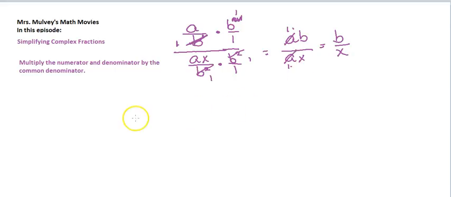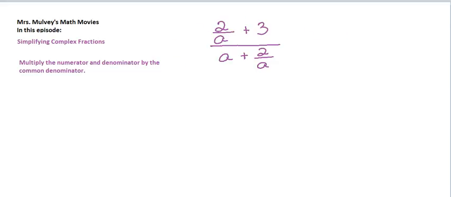So let's look at one where there's some addition or subtraction in the numerator or denominator. So let's take a look at this one. I've got 2 over a plus 3 over a plus 2 over a. Now it would be really tempting to go in there and factor out the 2 over a's, but you cannot do that. You can only factor out factors. These are addends. They're being added on. So you cannot just cross them off. You can only factor out things that are being multiplied.